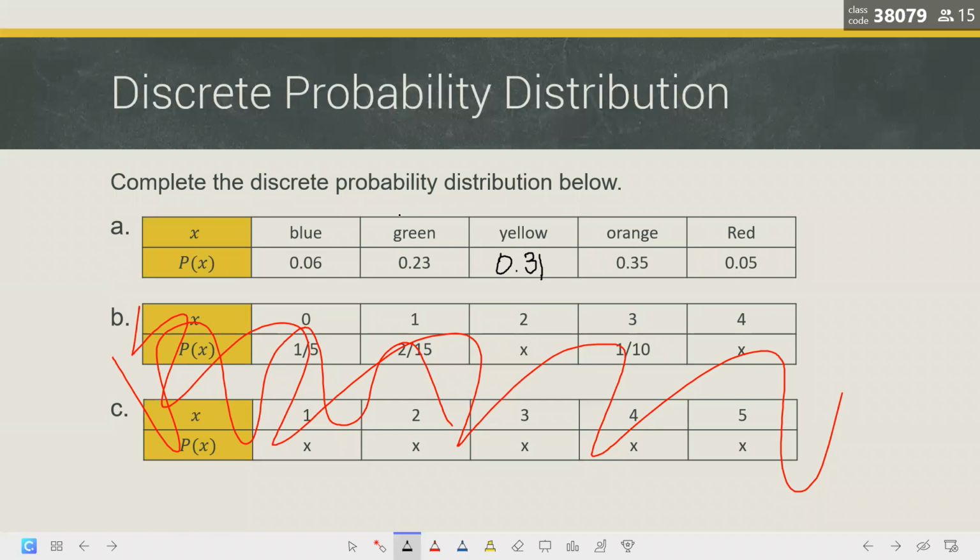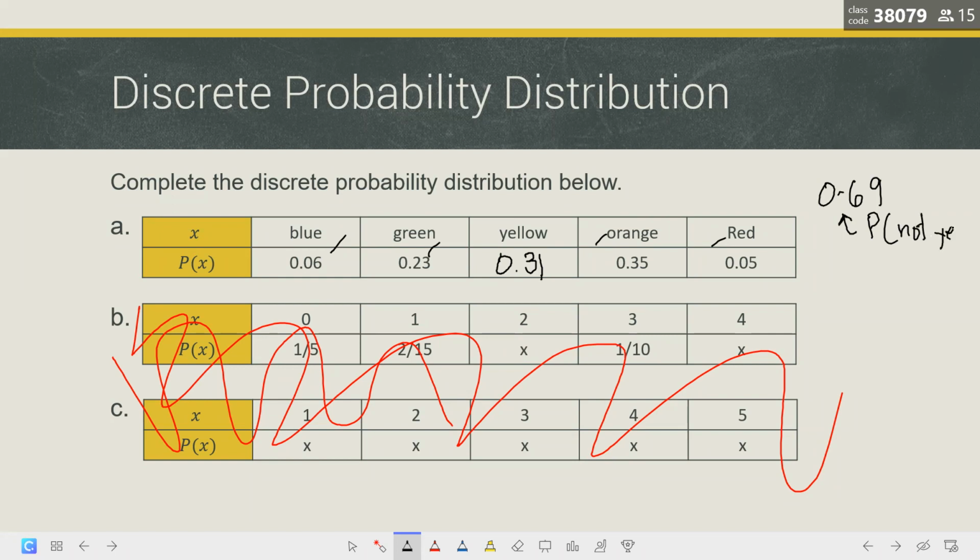To give emphasis, para mahanap natin yung probability ng yellow, all we have to do is to find the sum of all the other probabilities of other color. So, hanapin natin yung sum ng blue, green, orange, and red probabilities. Ngayon, the sum would be the probability na hindi yellow yung makuha natin. Tama? So, the sum ng 0.06, 0.23, 0.35, saka 0.05 is 0.69. Itong 0.69 na to is ito yung probability na hindi yellow yung makuha natin.